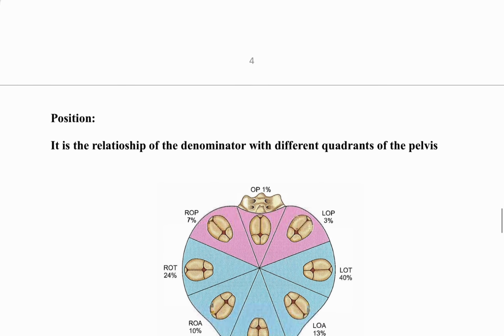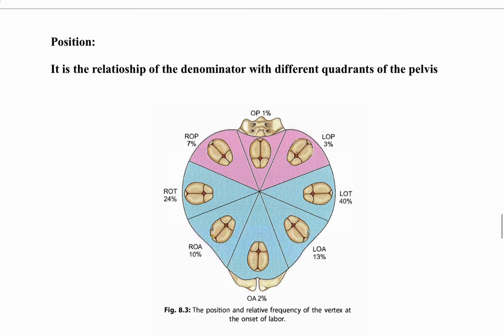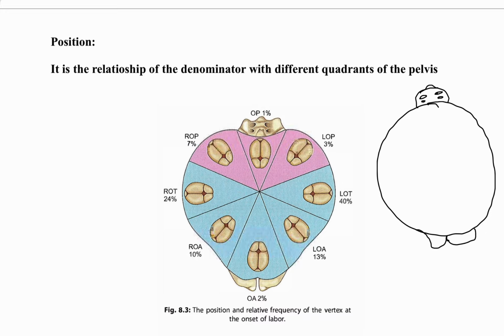And now let's move on to the last topic, which is the position of the fetus. Now before discussing position, I want to discuss the pelvis. Let's say for example that this is the pelvis, this is the sacrum behind, right? This is the sacrum behind, and this is the anterior portion of the pelvis, this is symphysis pubis.